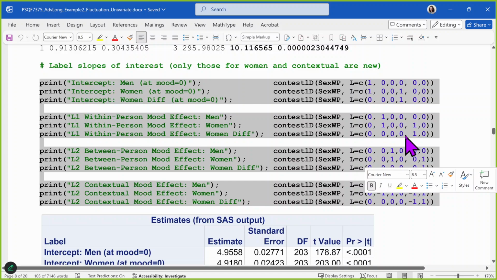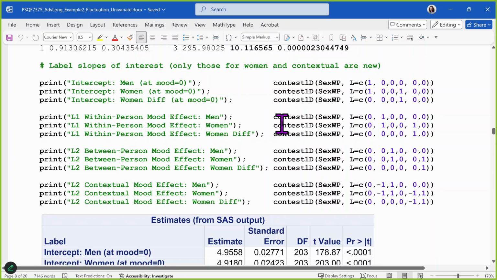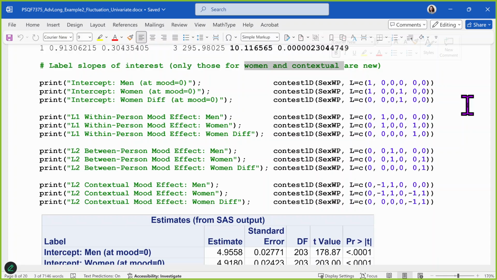So that when you're looking at these models, you don't have to re-figure out what all this stuff means. Future you will appreciate this labeling system. So I wrote out everything that I might want to know, even though some of this is already covered by the model. And so I note up at the top, the ones that are truly necessary as additional results that you could not get from the default output are any of the slopes or intercepts for women as the alternative group, as well as contextual effects.